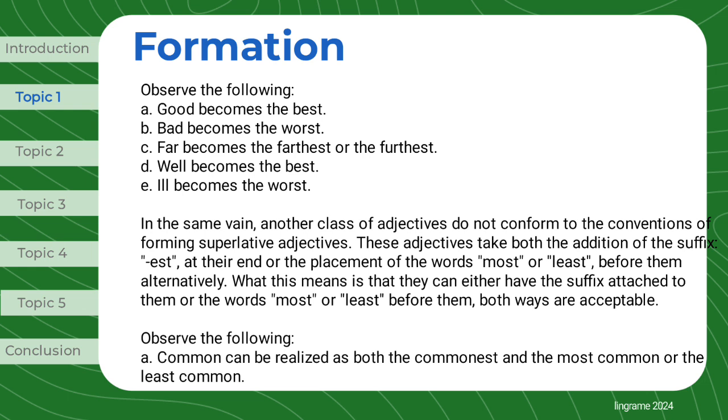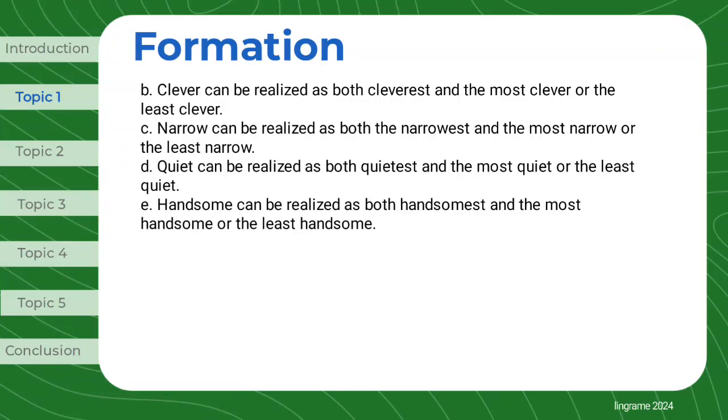Observe the following: common can be realized as both the commonest and the most common or the least common. Clever can be realized as both cleverest and the most clever or the least clever. Narrow can be realized as both the narrowest and the most narrow or the least narrow. Quiet can be realized as both quietest and the most quiet or the least quiet. Handsome can be realized as both handsomest and the most handsome or the least handsome.